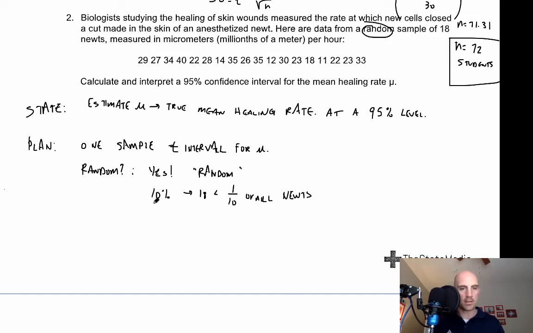And we're looking at, is it normal? Well, how do we know? It doesn't state that it's normal. It doesn't state that the population is normal. And so what we're going to have to do is sketch ourselves a little box here.